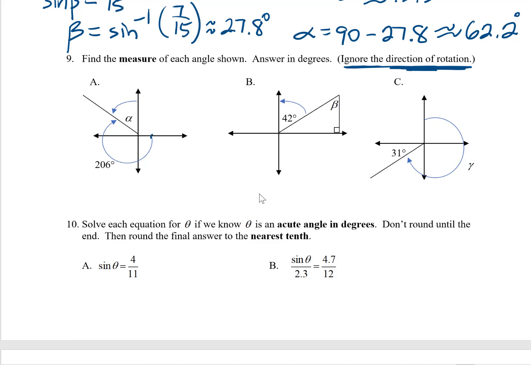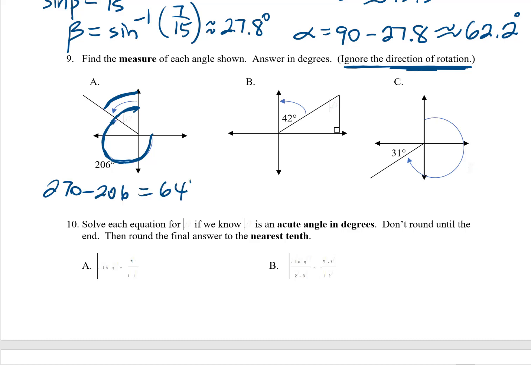Let's see, I have this big angle here that's 206. I want the leftover if I had gone all the way to 270. Right? All the way to here would have been 270. So all I need to do is 270 minus the 206. That's going to give me 64 degrees for that little leftover portion.